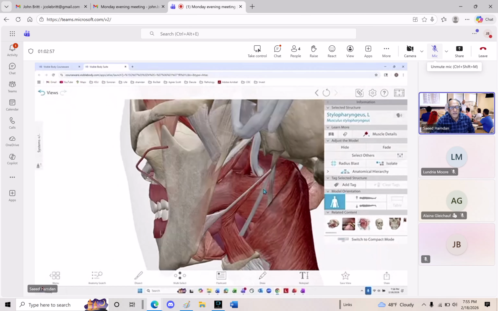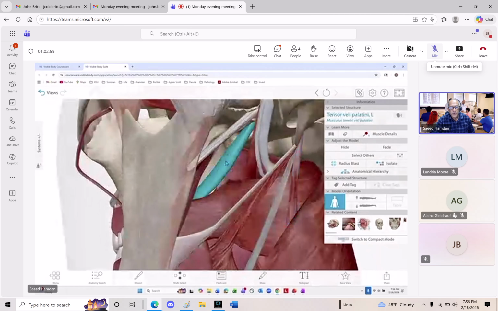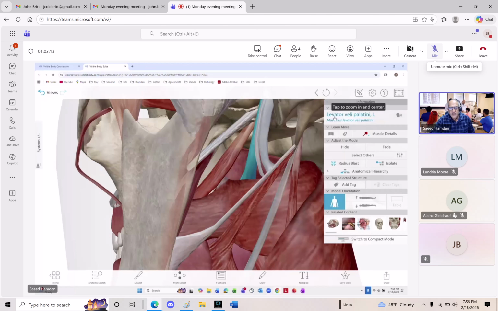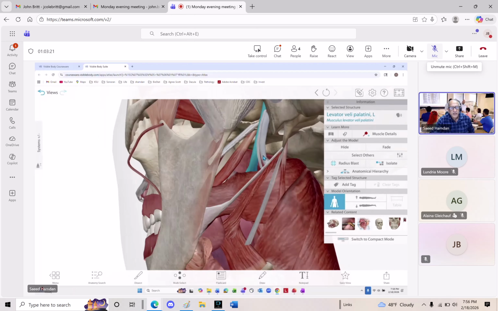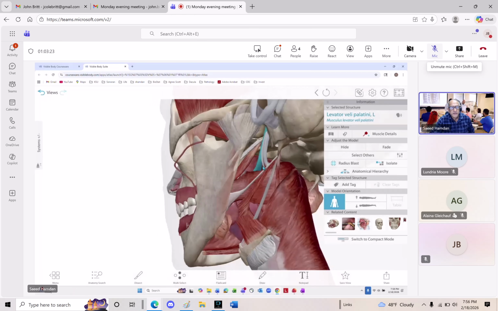Then the veli palatini too. You have one that tenses the palate, and that's going to be your tensor veli palatini, and one elevates, and this is going to be your elevator. So it's levator. You just want to remember it as elevator. It's levator veli palatini. And then there are three constrictors: superior constrictor, middle constrictor, inferior constrictor.